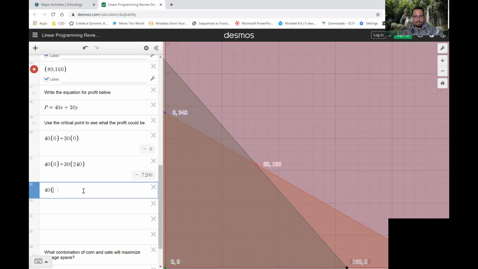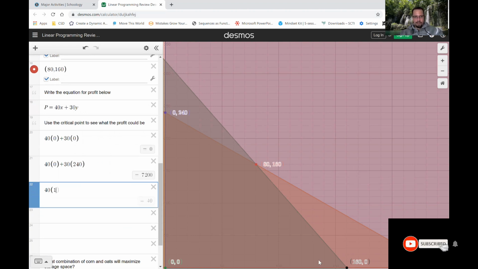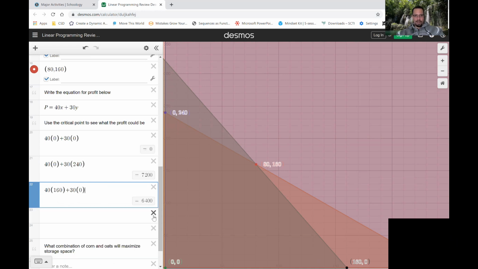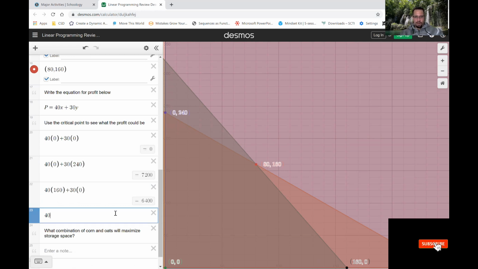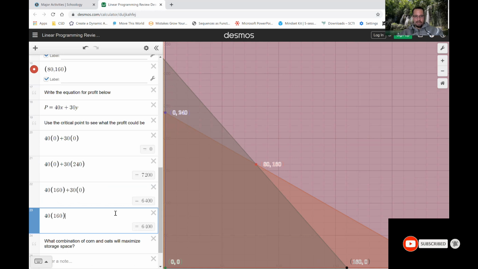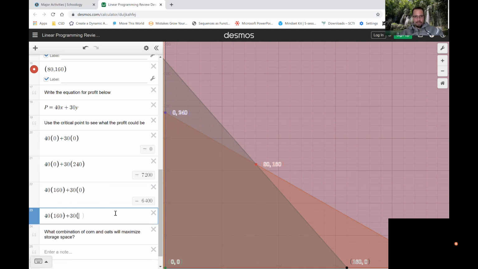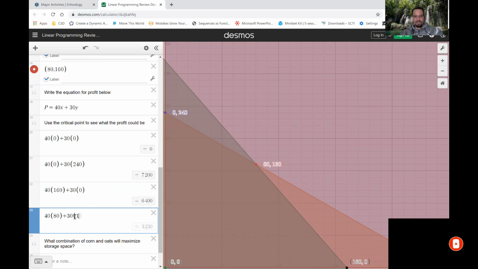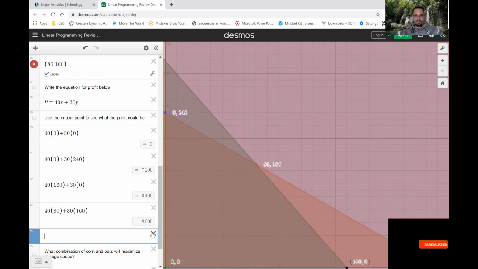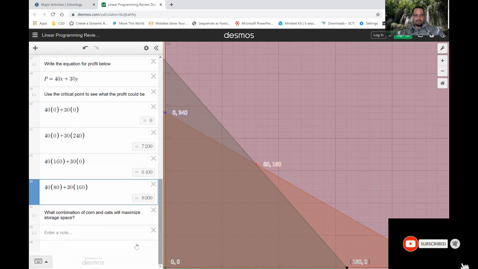Then we do 40 times, we'll use this bottom point, 160, plus 30 times 0. With 160 acres of corn and 0 acres of oats, we're expecting $6,400. So we want to check one more point, the last one, 80, 160. So 40 times 80 plus 30 times 160. We're expecting $8,000.